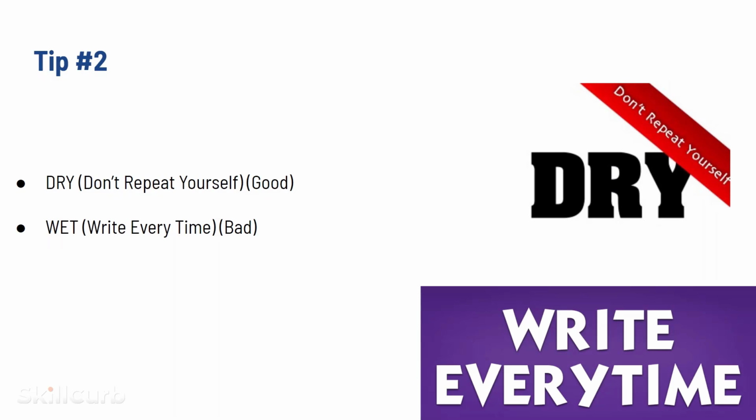The second software development principle is DRY, which means don't repeat yourself. It is the complete opposite of WET, which means write every time. You should implement the DRY principle and not the WET principle, because the DRY principle wants you to write code in a way where it is easily compatible with new features, while the WET principle wants you to rewrite the whole code base when you want to add a new feature, which isn't ideal at all.